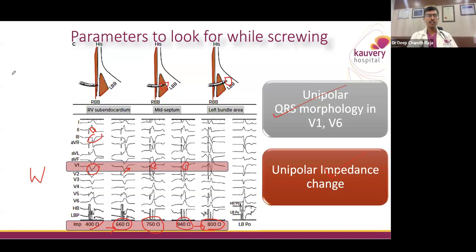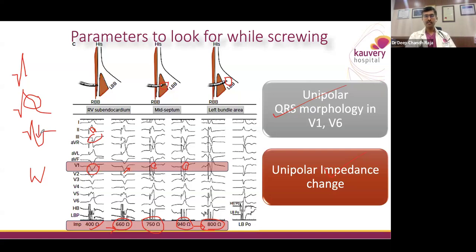Point number two, we look at the unipolar morphology of the QRS, which is a QR pattern, and we look at the ST segment part of it as well. If the ST segment is positive, it means I'm still on the interventricular septum. But when this ST segment starts becoming negative, that's an important clue that we are past the septum into the left ventricular cavity, and we should not proceed further.